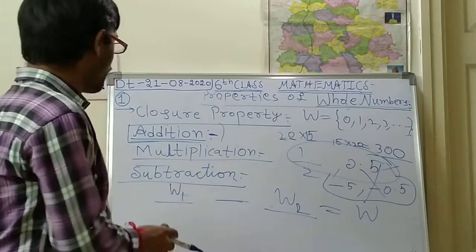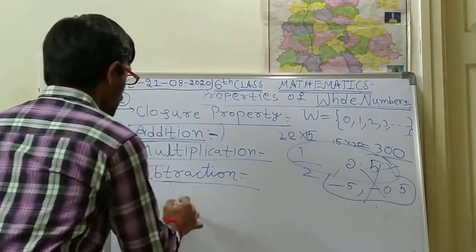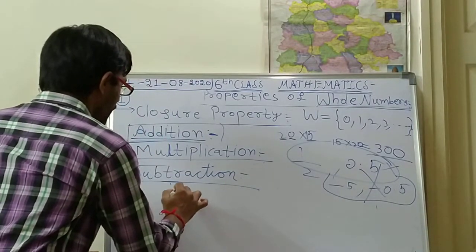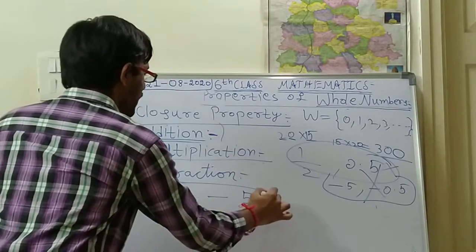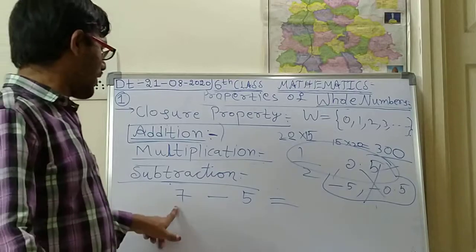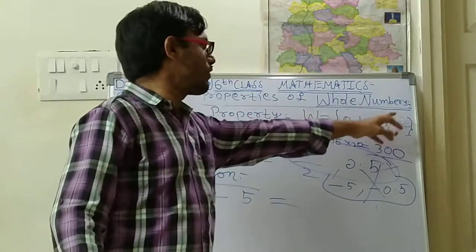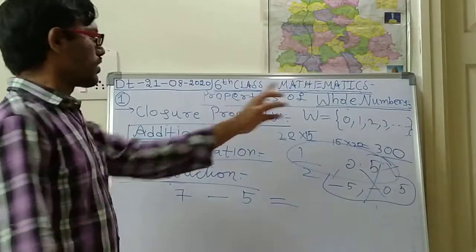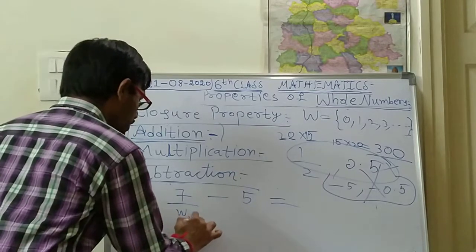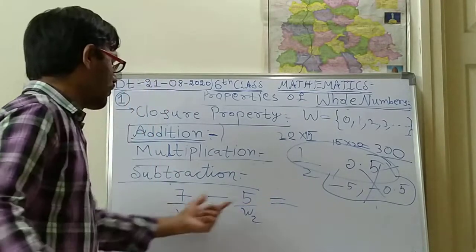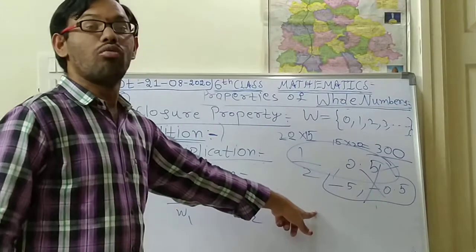So here if we want to do the subtraction of two whole numbers, suppose we take any two whole numbers. For example, I am taking 7 minus 5. What is 7? 7 is a whole number. 5 is also a whole number. So these two are whole numbers. If I am doing the subtraction of these two whole numbers, what will be the result?